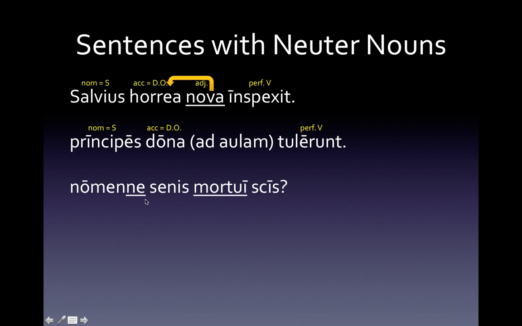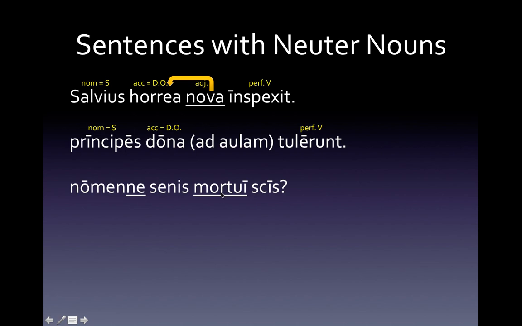All right, so nomen ne senis mortui scis. This ne right here I underlined simply because I wanted it to visually stand out, because it's introducing a question. That's all it's doing. It's actually not part of the word. The word that we're looking at here is nomen. All right, mortui over here is underlined because it's an adjective.